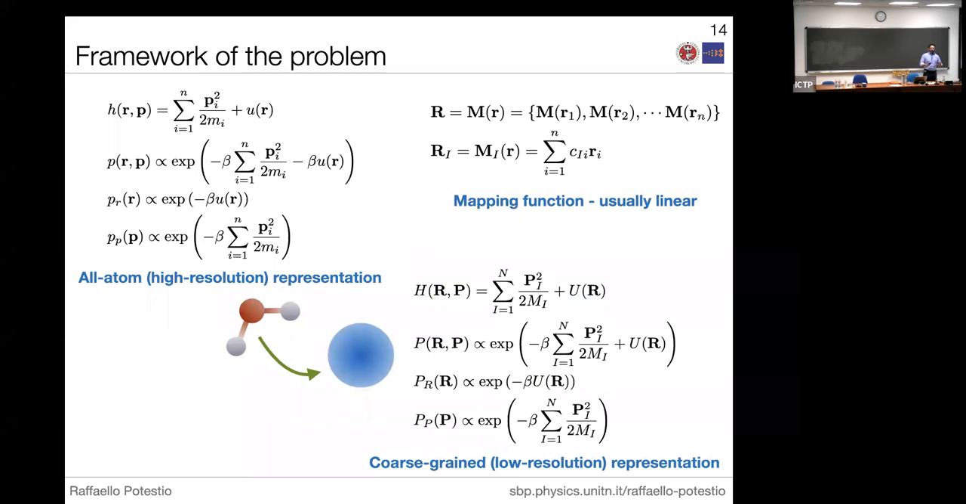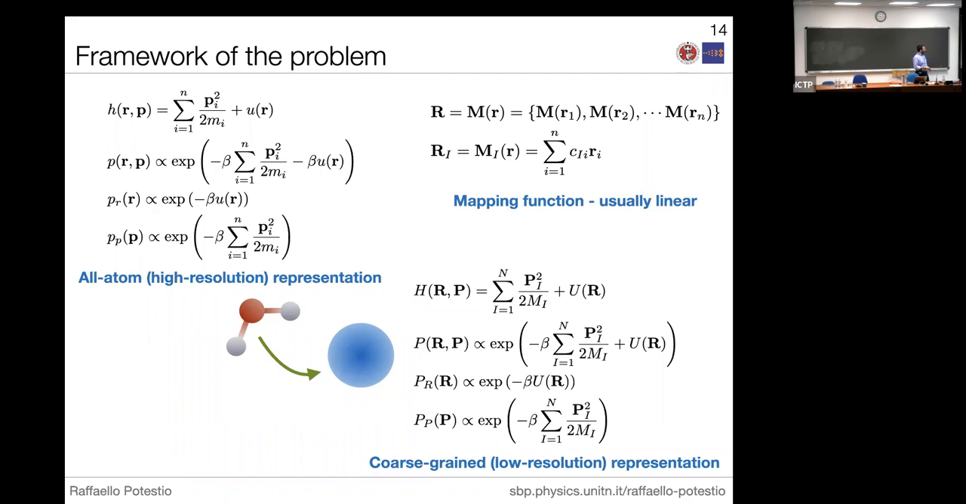What we do can be framed in a very formal manner, as follows. Let's assume that our high resolution system has a certain Hamiltonian with its own degrees of freedom and interactions between the degrees of freedom, and this is our fundamental representation. Then we have a mapping that simplifies the structure. So for example, a group of atoms that belongs to a certain amino acid is mapped onto its center of mass. And everything that is left of that group of atoms is just the position of the center of mass.